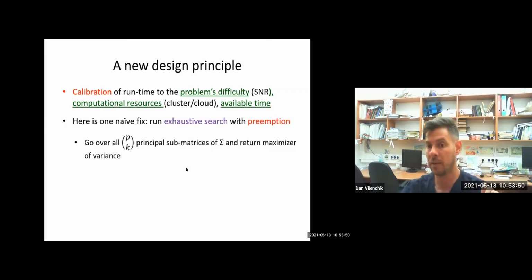Okay, so here's one naive way to solve the problem. You just run exhaustive search for 2 months, and then you go over all k by k submatrices, and after 2 months, you preempt, you stop the computation, and you return the best solution that you got, the best matrix, the one that explains most variance. But as we will see in a second, we can do better than that.